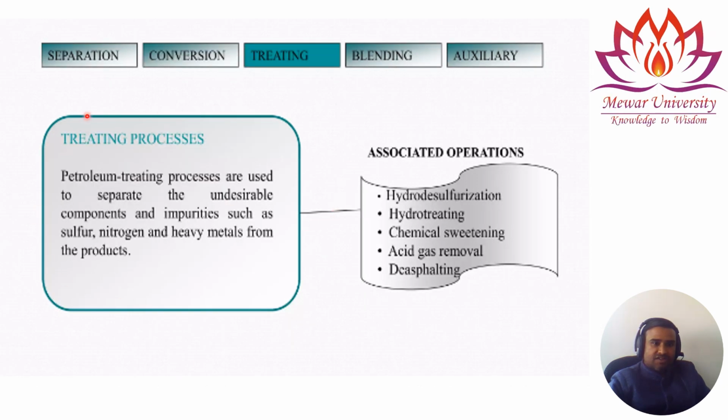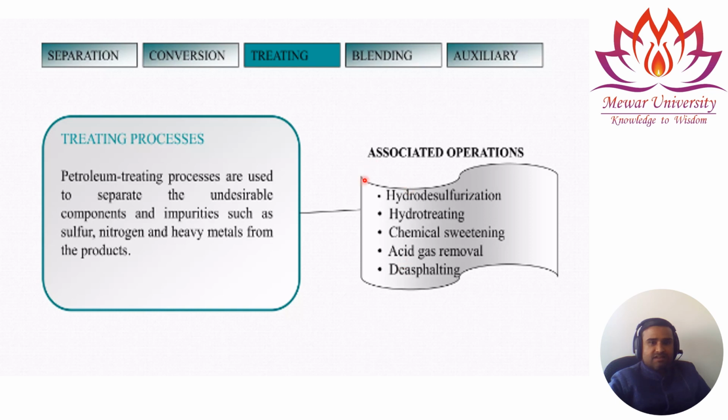Now the other process is the treating process. In the treating process, petroleum treating processes are used to separate the undesirable components and impurities such as sulfur, nitrogen, and heavy metals from the product. After the distillation and the conversion process, when you have converted it into different valuable products, the product still contains some impurities. These impurities are sulfur, nitrogen, and heavy metals. These are very harmful for the environment as well as for their applications, so these impurities have to be removed from the valuable products.